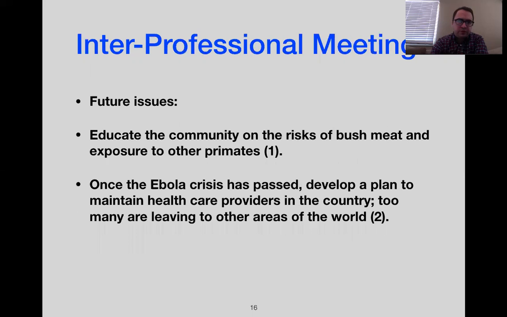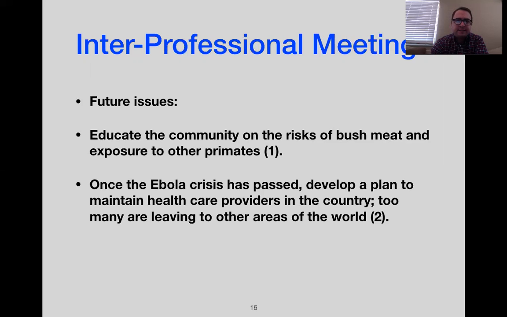Future issues: educate the community on the risks of bushmeat and also exposure to other primates. Some people in the community go out into the woods and look for this type of meat or around those primates, and they need to understand that that is a huge risk and that there needs to be more education. That is not good for their well-being or the community's well-being, because there is a big risk for Ebola being around those animals.